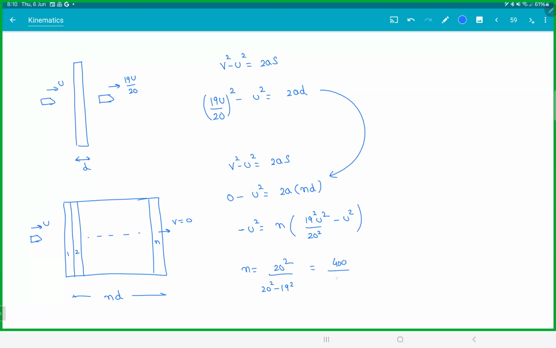This is 400 by 39. This is approximately 10.25. Means we need 10 planks and a 1/4 of a plank. Means we are using the 11th plank. 10 plus 1/4 of a plank. If you use only 10 planks, you'll still come out with some speed. Therefore, n is equal to 11. Easy? Hope you remember. So if you see, we used only v square minus u square is equal to 2as. We didn't use any multiple equations here. Clear? Next one.